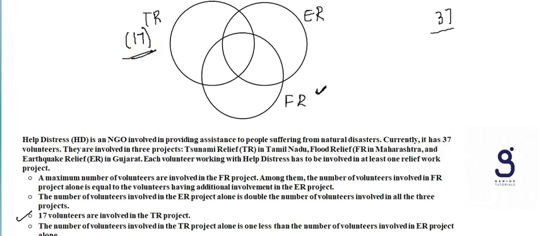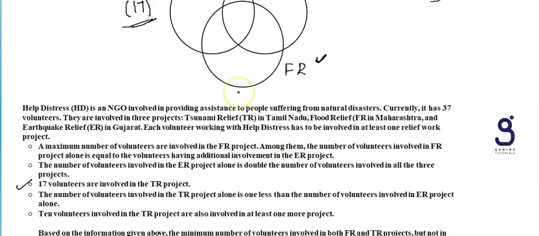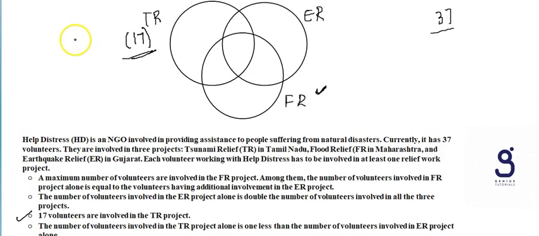Next, the number of volunteers involved in TR project alone is 1 less than the number of volunteers involved in ER project alone. Also, 10 volunteers involved in TR project are also involved in at least one of the other projects. This is again a direct clue. Total 17 volunteers are there and 10 are involved in more than one project. That means this part includes 10, so this part contains 7 only.